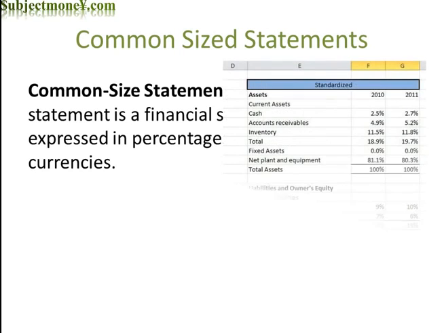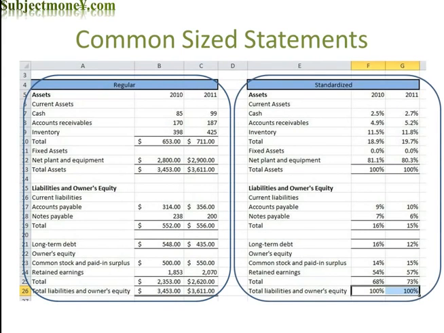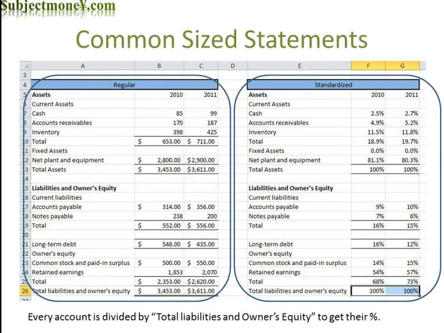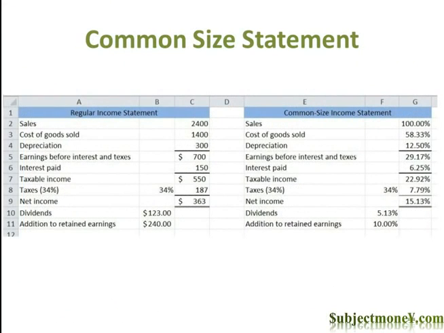Here you can see that we have a regular balance sheet that states all of the different accounts and currency. And then here, we've basically just made every account a percentage of total liabilities and owner's equity. A common way to standardize income statements is by expressing each item as a percentage of sales. This will tell us what happens to each dollar of sales.